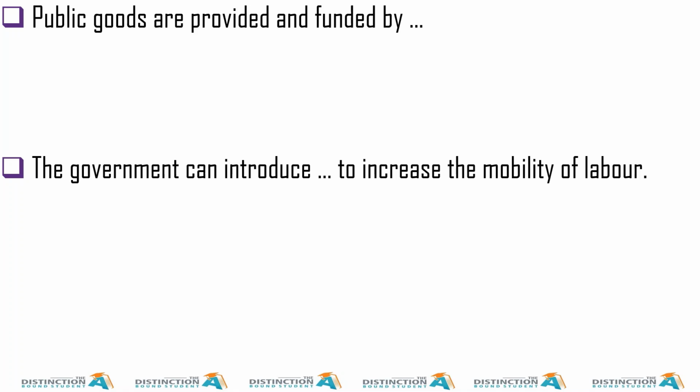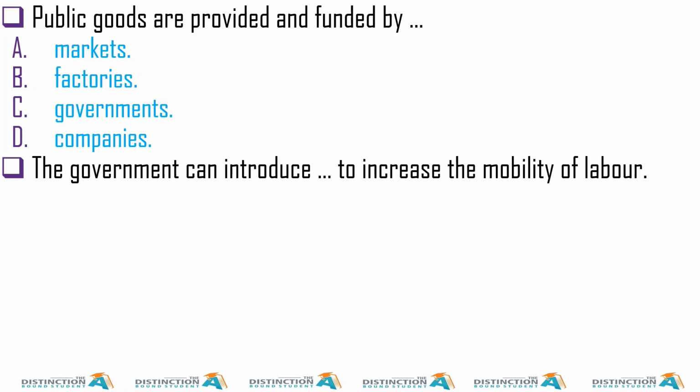Right, the next question. Public goods are provided and funded by who? Who else would do that? It's the government, it's the state. Markets, they don't do that. Markets will provide goods and services, not public ones. These ones are non-excludable, they're non-rivalry. Markets would not dare do that.